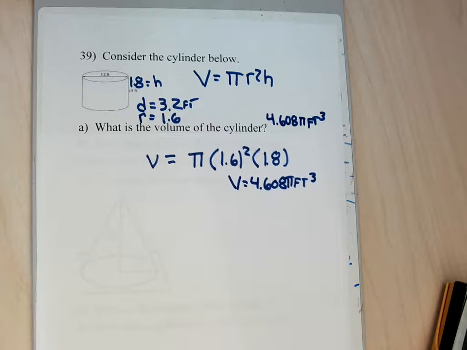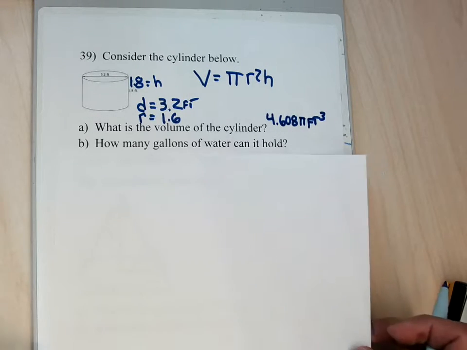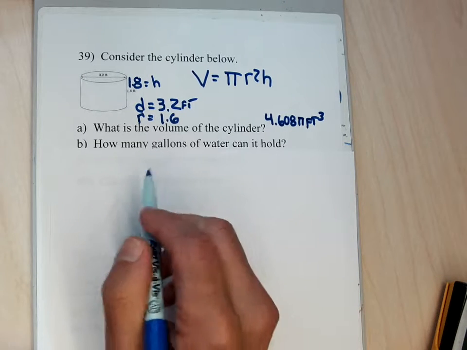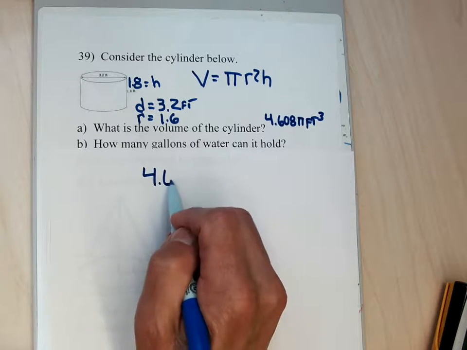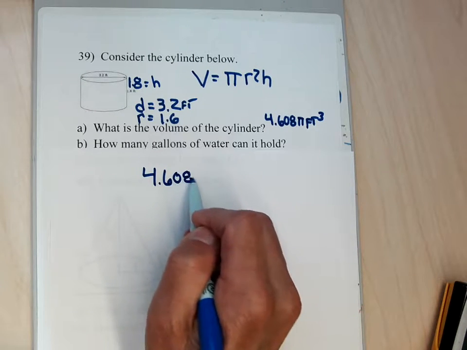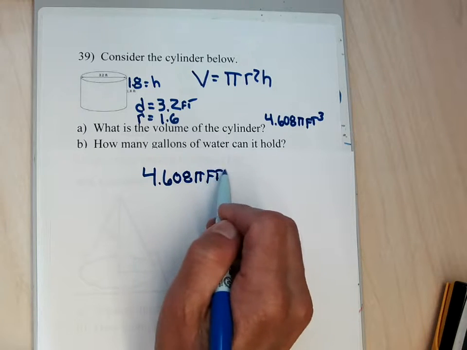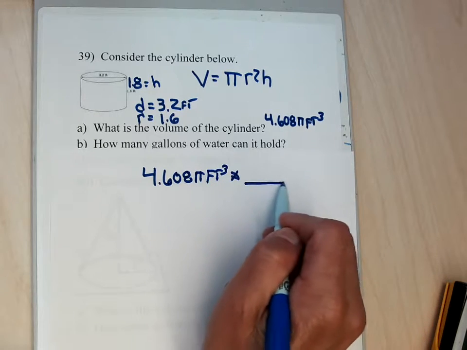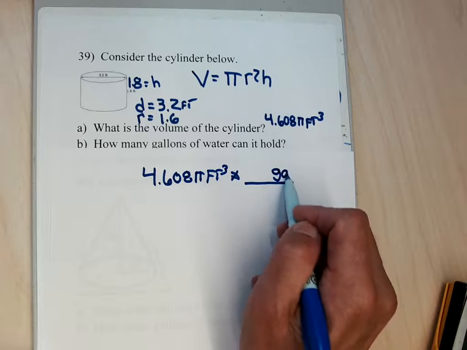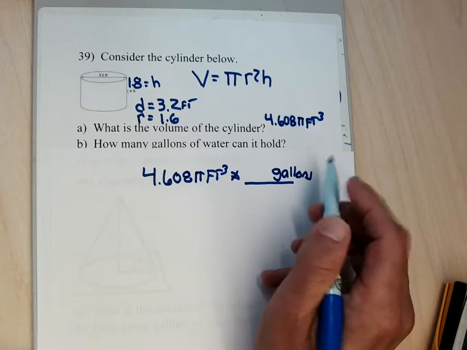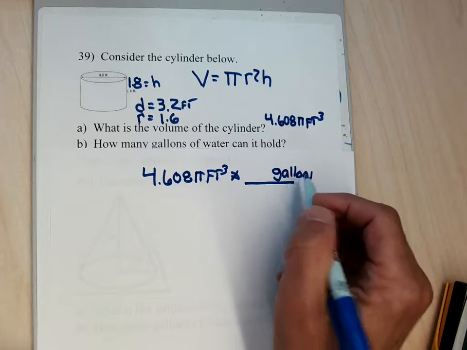When I go to do part B, how many gallons of water can it hold, then I'm just going to use that same fraction. So I'm going to take the 4.608 pi cubic feet I'm going to multiply by a fraction that has gallons in the numerator and it has cubic feet in the denominator.